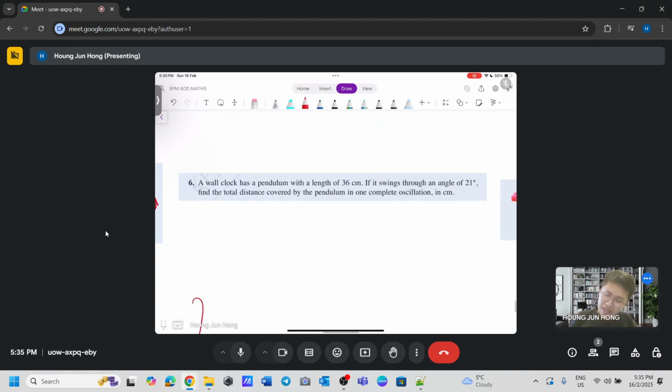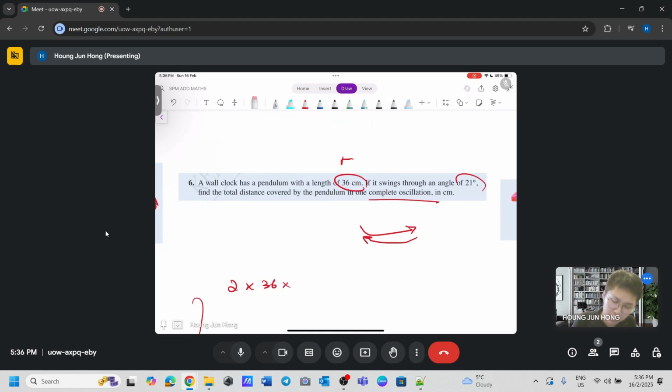Next one. A wall clock has a pendulum of length. I think this is radius. And then there's an angle. And I think, just to be careful here, one complete oscillation should go from left to right, right to left. It's double the cycle. So basically, 2 times the cycle.